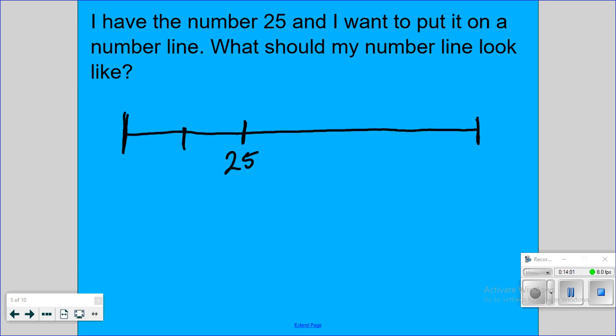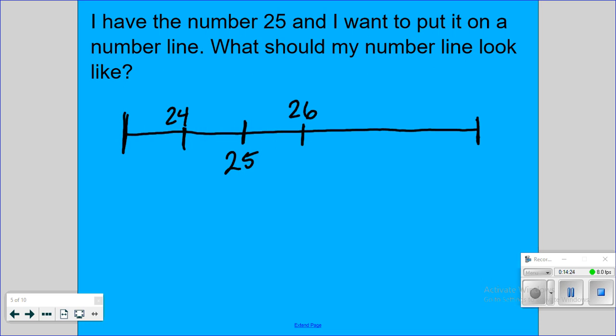I'm going to put 24 right here. And I'm going to try and make the same space to 26. I don't want to put 26 right on top of 25 if 24 is far away. But try and make them equal spaces. Number lines are very fair that way.